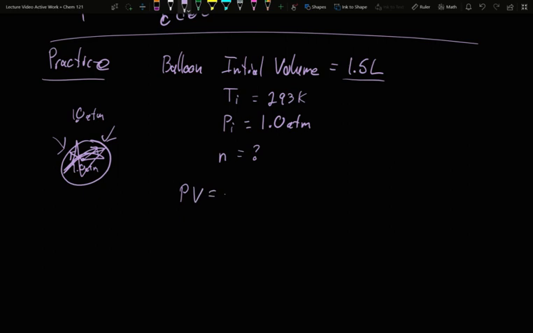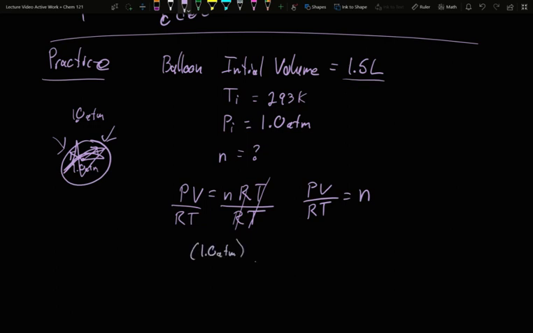I have PV = nRT, and my goal is to find n. To do it, I need to get it on its own. You need to rearrange the equation. So if I divide by RT on both sides, they'll cancel on the right, and I'll just have moles on its own, and I'll have moved RT to the other side. So PV over RT will equal my moles. Well, my pressure was 1.0 atmosphere. Our volume was 1.5 liters.